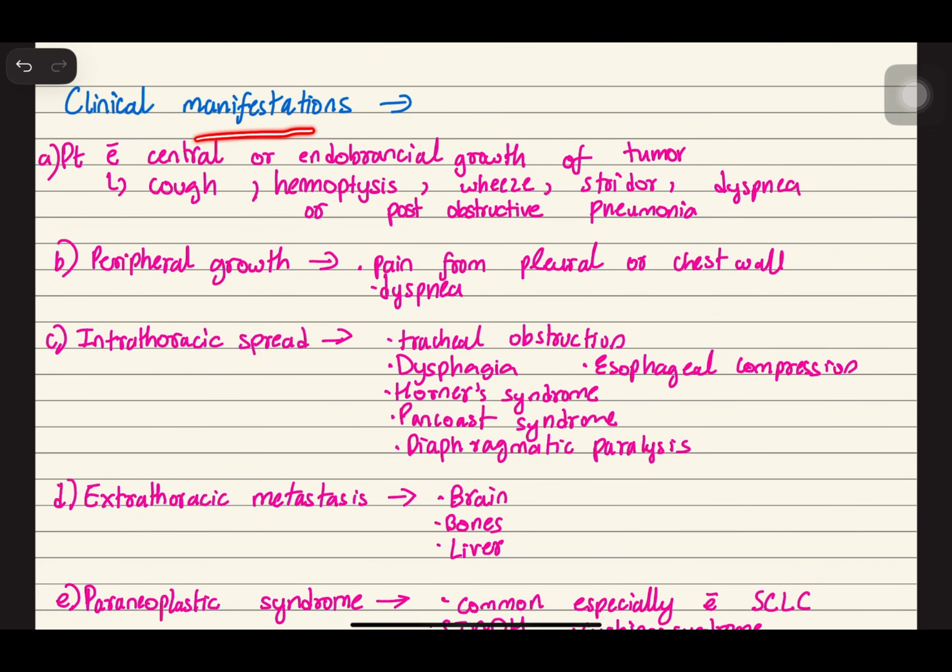Lung cancer can be silent until it is advanced. Symptoms depend on where it grows or spreads. Let's break it down with clinical manifestations. If there is local growth, that is a central tumor, then it can cause cough, hemoptysis, wheezing, stridor, dyspnea, or post-obstructive pneumonia. If there is a peripheral tumor, it can cause chest pain or dyspnea.